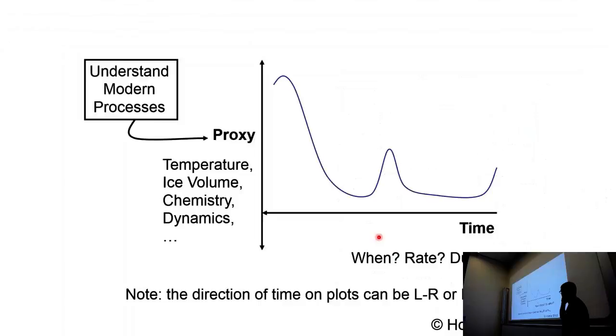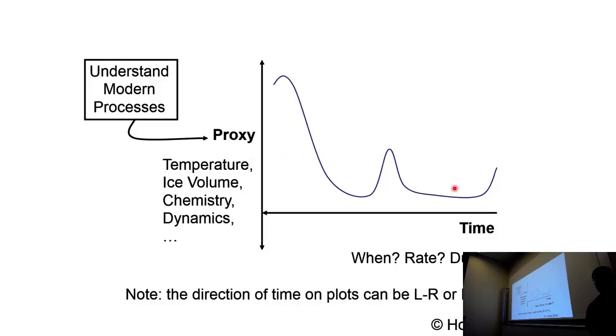So this is the philosophy of what we do. We want to know some environmental parameter, and we want to know that through time. Okay, so we need to understand how our proxy works, to basically get these parameters here. So we need to understand in the modern how our proxy relates to environmental conditions, and that will then give us a reconstruction of temperature, ice volume, whatever.